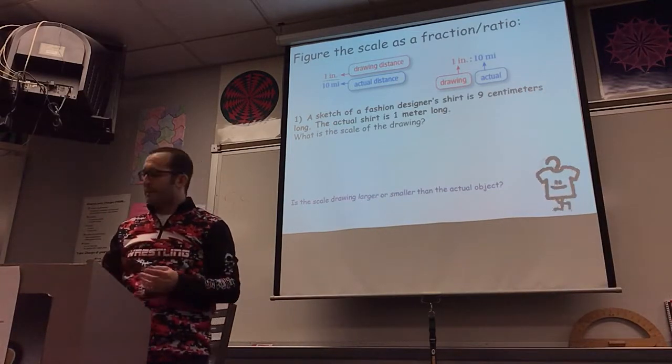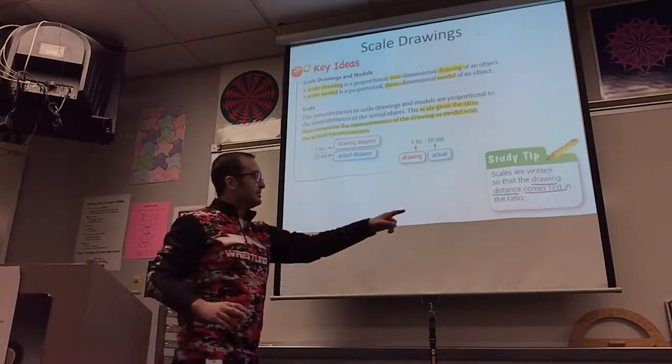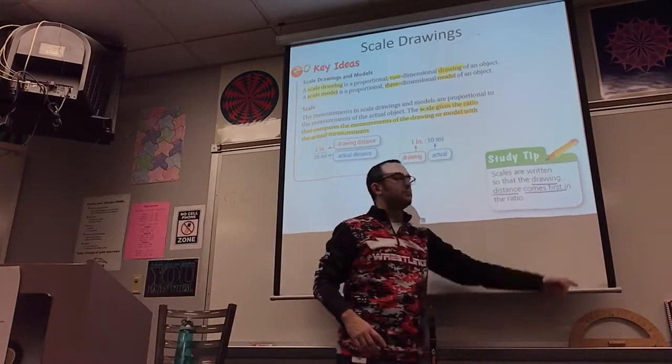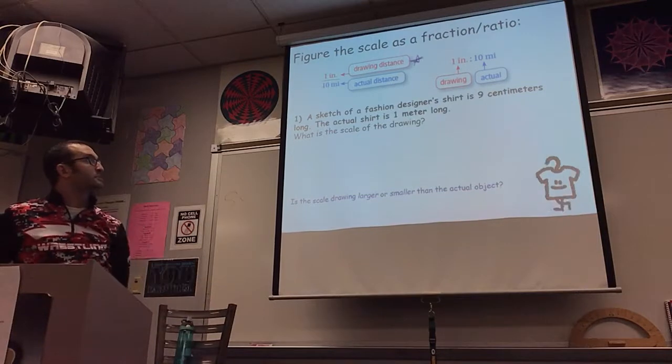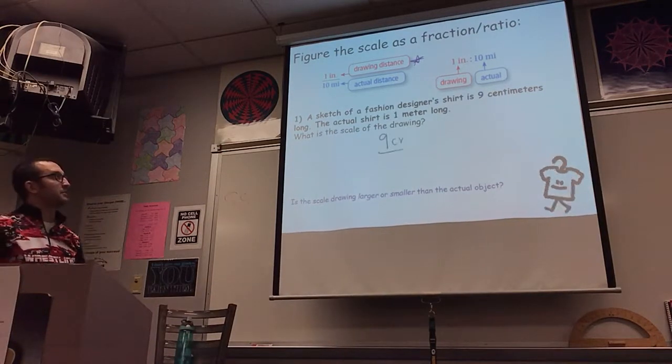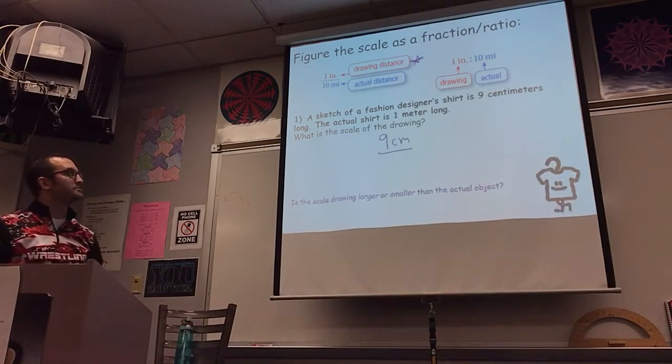Okay, well, remember, scales are written so that the drawing distance comes first in the ratio. So we first want to put the drawing distance first. What's the drawing distance? 9 centimeters. 9 centimeters. What's the actual distance? 1 meter. 1 meter.